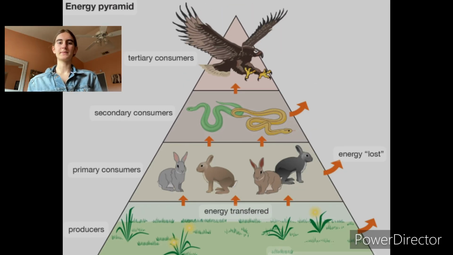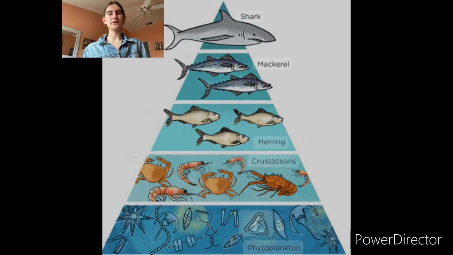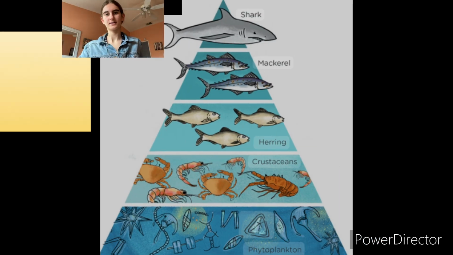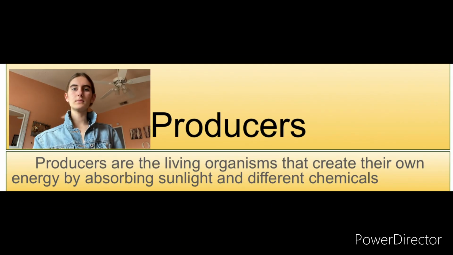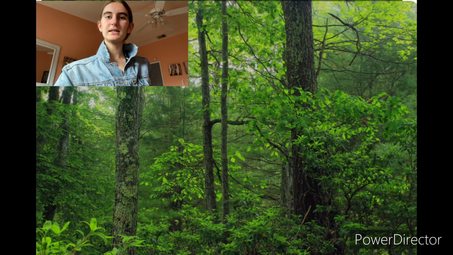The energy pyramid is a diagram that explains how energy decreases as it moves from the bottom level to the top of the pyramid. Now, let's learn about what each level of the pyramid is. At the bottom level of the pyramid, you will find the producers. The producers create their own energy by absorbing the light from the sun and other chemicals. Trees, grass, shrubs, seaweed, and some bacteria are considered producers.